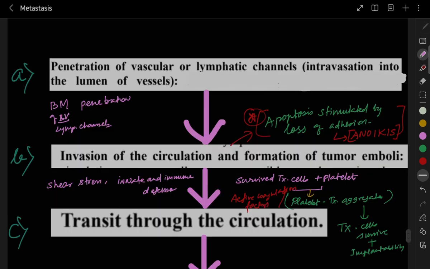So remember, whenever the cells lose their adhesion, either a normal cell or a tumor cell, apoptosis is stimulated in those cells, right? So you will say, many tumor cells don't go through apoptosis, right? Yes, it's true that tumor cells don't undergo apoptosis. But a few tumor cells can undergo anoikis. That is, apoptosis is stimulated in them due to the loss of adhesion.